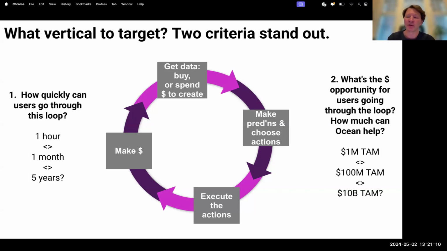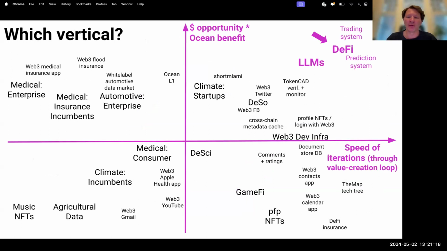If your burn rate is 10 million a year, then you're dead in the water, right? So you need to really think about that. And then you can actually use this to analyze verticals. So this is an analysis we did internally in Ocean. And this is just our own opinions as of about a year and a half ago or something. And so, for example, in the top left, you've got medical enterprise, right?